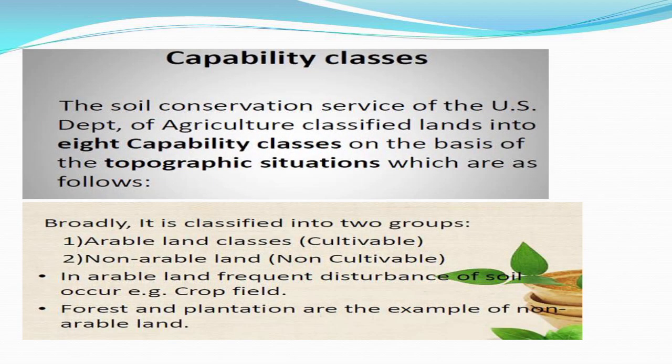Then capability classes. The Soil Conservation Service of the US Department of Agriculture classified lands into 8 capability classes on the basis of topographical situations, which are as follows. They have been broadly classified into two groups, that is, first is the cultivable or arable land classes, then non-cultivable, non-arable lands. In arable lands, frequent disturbance of soil occurs. Examples: crop field. Then forest and plantations are examples of non-arable lands.